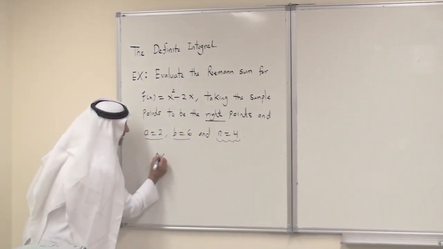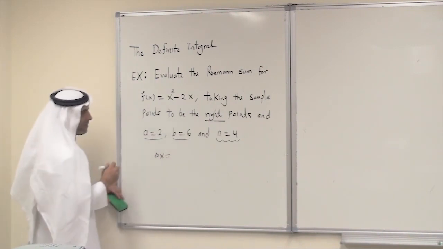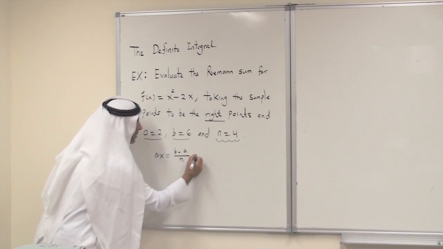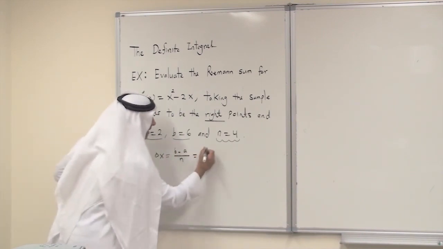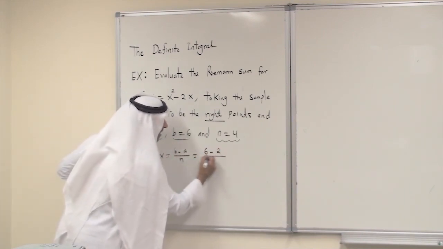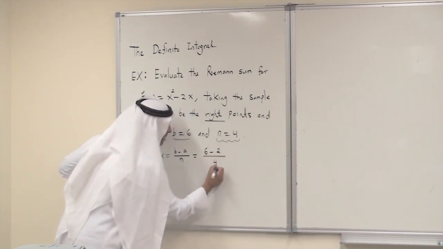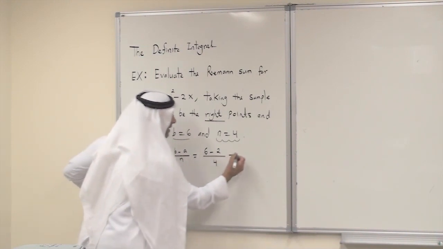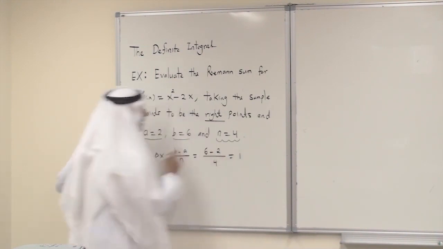I need delta x, the length of each subinterval. It is b minus a divided by n as before. In this case specifically, we have 6 minus 2 divided by n, the number of approximating rectangles, which is 4. 6 minus 2 is 4, divided by 4. That is equal to 1.